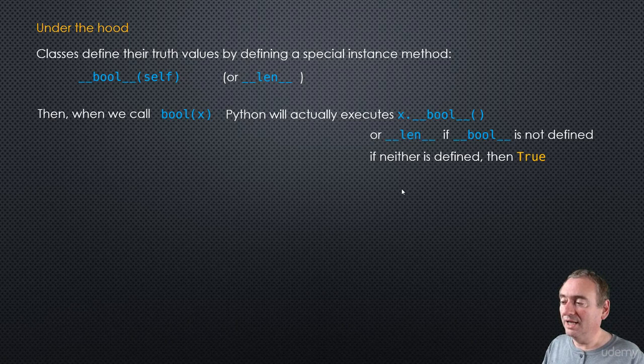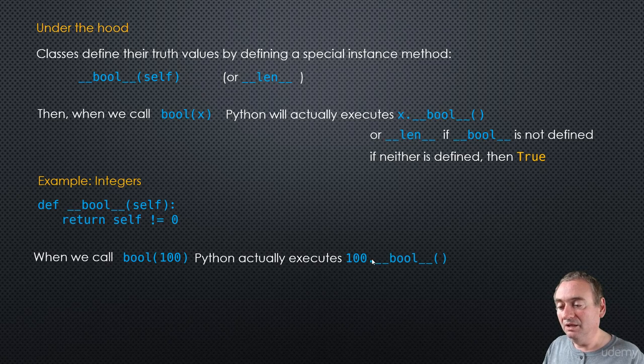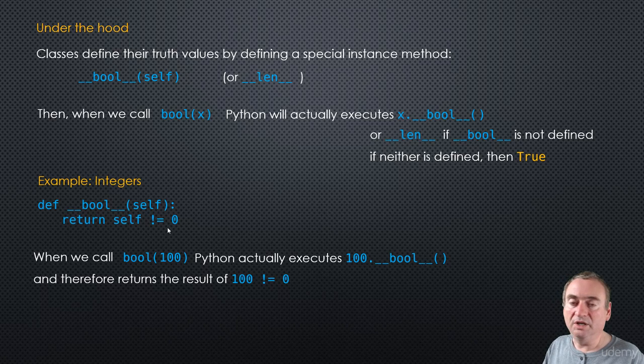So let's take a look at how this might be implemented in the integer class. The integer class will define a method called dunder bool. And it's an instance method. As you can see, we have this parameter self. And this is all it does. It just returns self not equal to 0. That's the implementation of the dunder bool method for ints. So when we call bool of 100, then Python executes 100 dot dunder bool. It looks at the instance method bool and calls it for this particular instance, which was 100. So it's going to return the result of 100 not equal to 0. It evaluates that. And of course, 100 is not equal to 0, so it will return true. So bool of 100 is true. 100 is truthy.